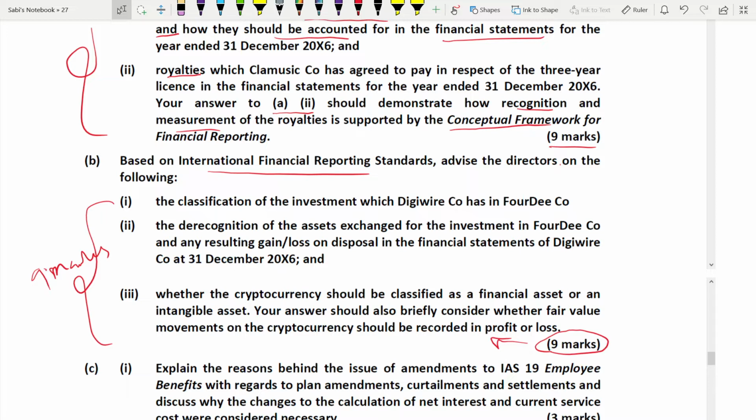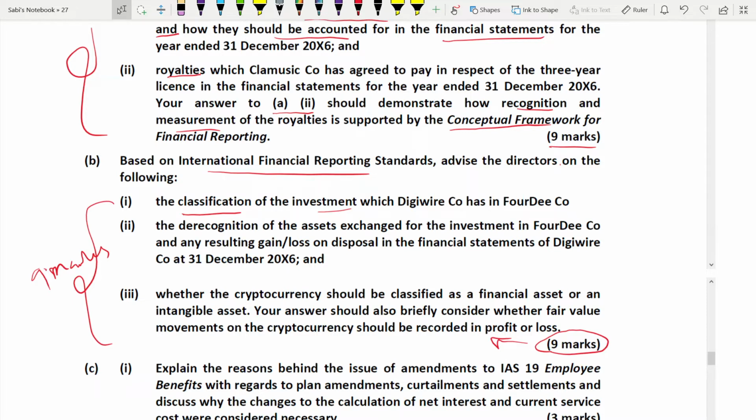First one is, see here they told you based on the International Financial Reporting Standards. They didn't tell you which standard. You should know which standard it is. You have to advise on the risks on the following. First one, classification of the investment which Digiwire has in 4D company. That means we don't know which investment they have. It could be a subsidiary, an associate, a joint venture, a joint operation, or a financial instrument. We have to see the case study for that.